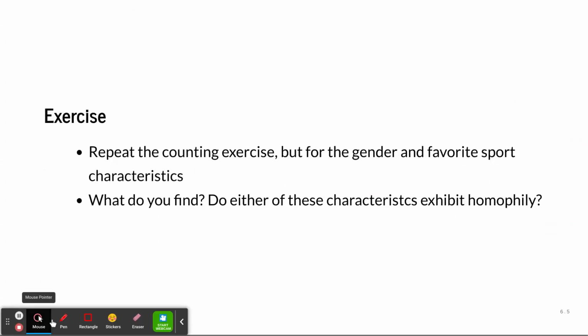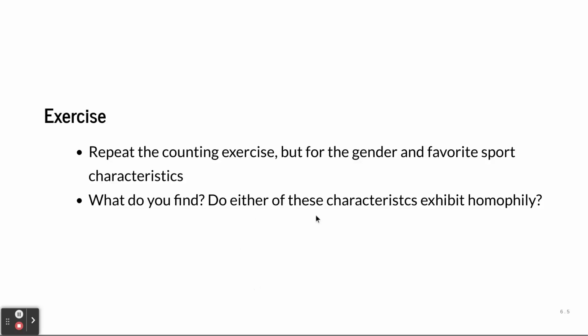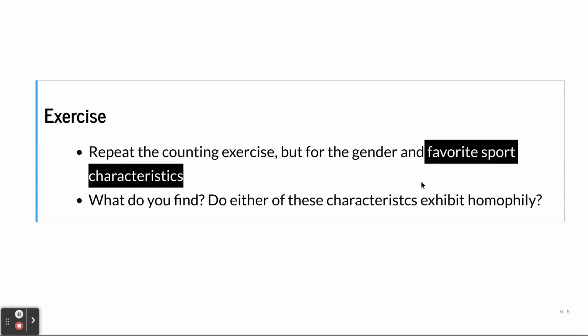So we have here an exercise we suggest that you work through, where we want you to repeat the counting exercise for a different characteristic. Consider gender or favorite sports. And as a bonus, it would be great if you were able to write a Python function that would allow you to pass a data frame, graph, and a column name, and return those 2 statistics: the expected frequency of cross-characteristic edges based just on the counts of characteristics, as well as the observed using the edge data.